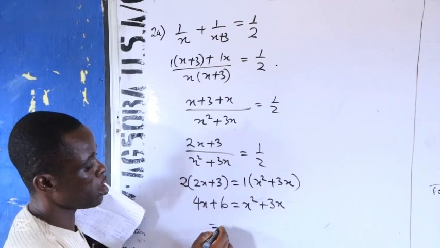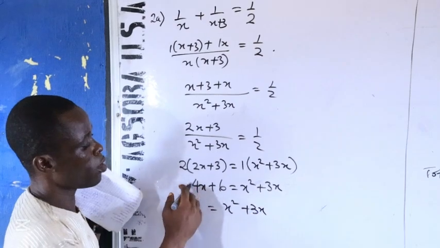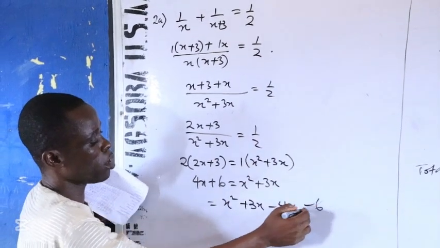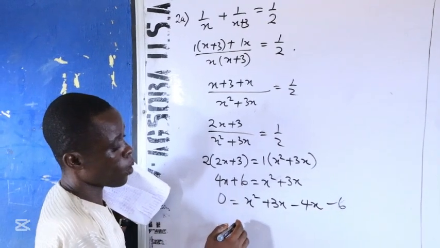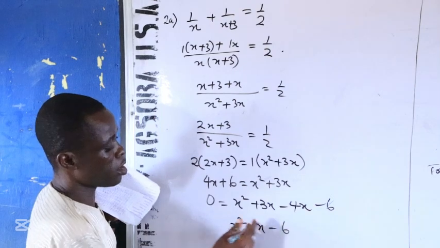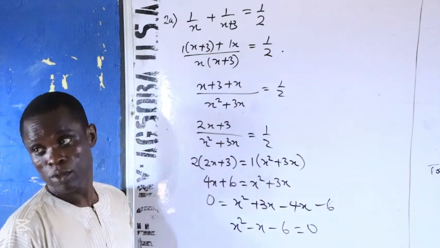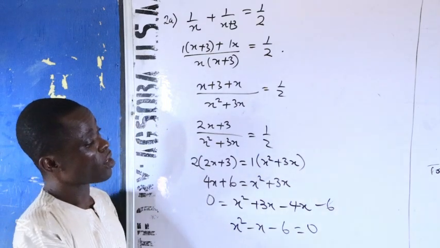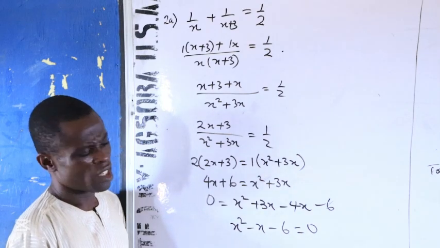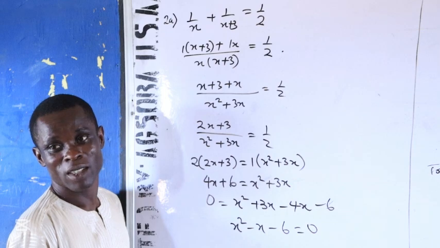You can leave this x squared plus 3x. This plus 4x will come out here, minus 4x, plus 6 will also come minus 6, everything equals 0. Then we have x squared minus x minus 6 equals 0. That's an equation. Then for solving it, some students don't use the quadratic formula. There's no need.